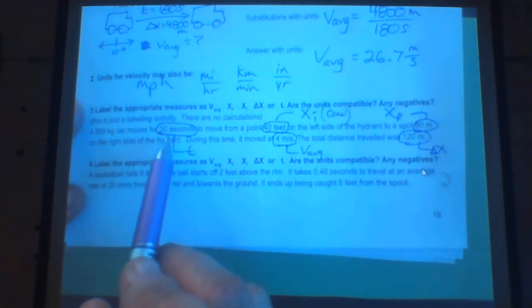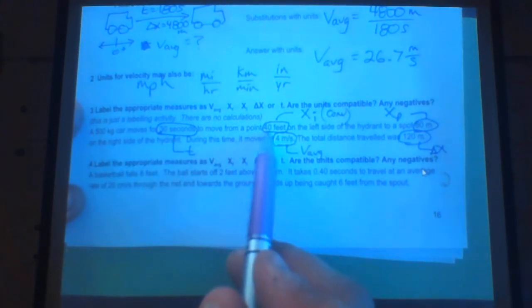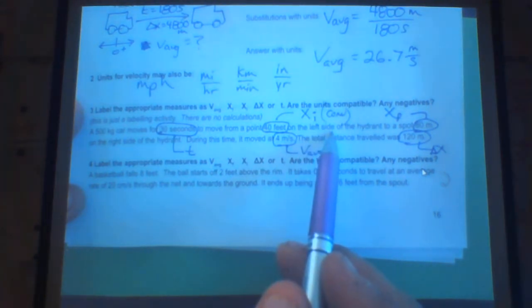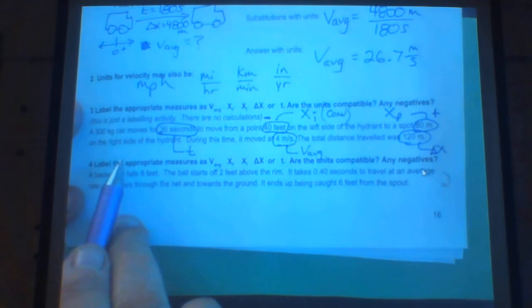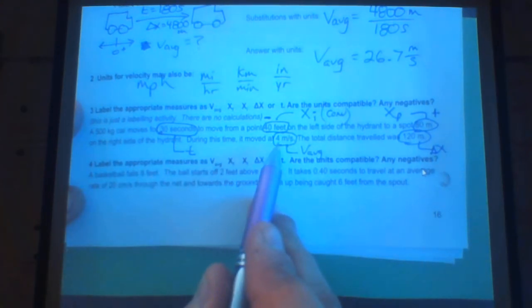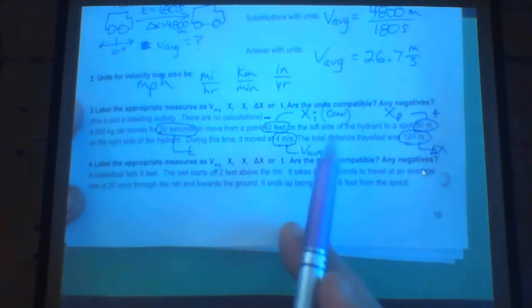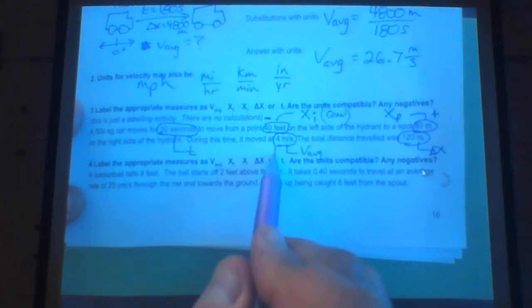Anything need to be negative? Let's see here. Time is always positive. Here, this is 40 feet on the left side. Left side of the origin is traditionally going to be negative, so I'm going to put a little negative sign there. Here, we're moving to a spot 60 meters on the right side. That's positive. Right side of the origin is traditionally positive. It moved at a rate of 4 meters per second. Okay, it's going to the right, from the left side to the right side, so this is positive. And the total distance traveled then, the displacement, if it's going to the right, will also be positive.